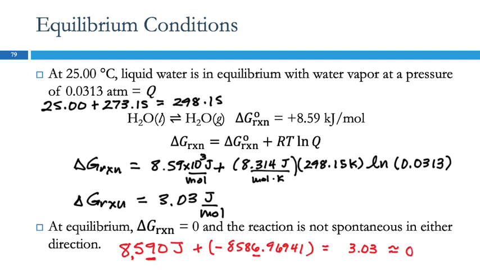Is that disturbing? It bothers some people. It's okay. It's so small that given the precision of these other measurements, we can't really measure it. We can do the calculation, but we can't really measure it. It's so small. So at equilibrium, delta G for the reaction is 0, and the reaction is not spontaneous in either direction.